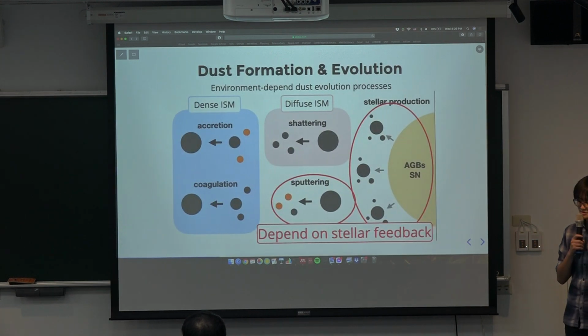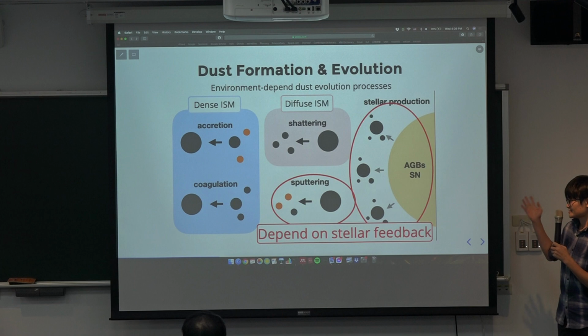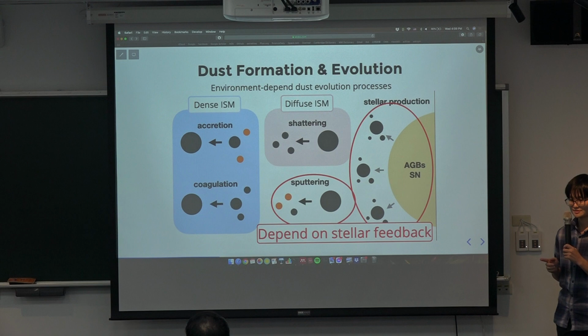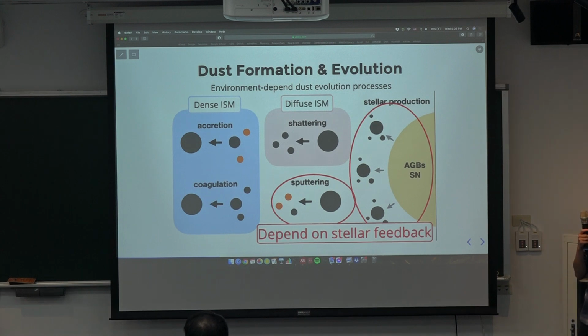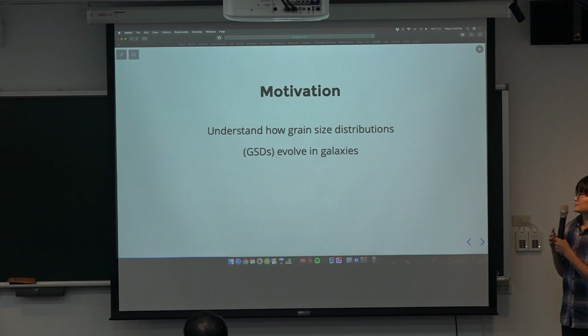So, for all this process, they all depend on the feedback, but the shattering and the stellar production are directly depending especially on the stellar feedback, like the chemical feedback from the stars, and also how strong the shock, the enduring shock, will be. They will directly affect our dust evolution model. So I will go into talking on the first result of my research.